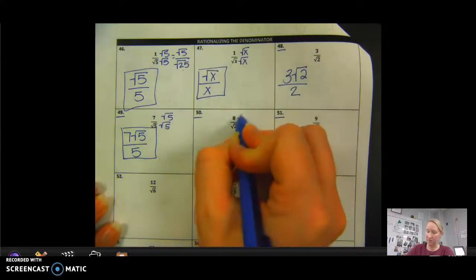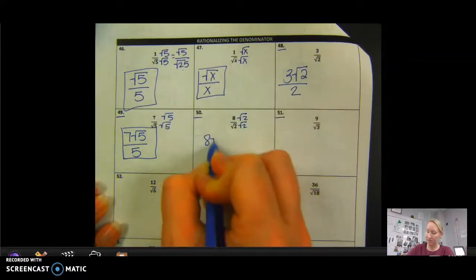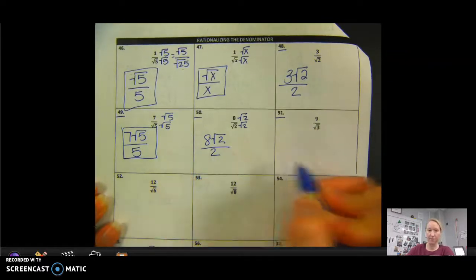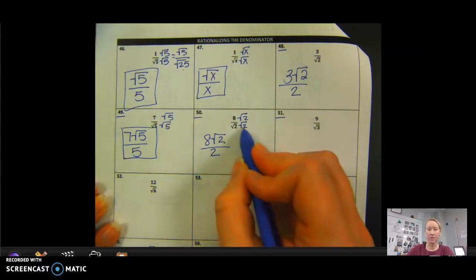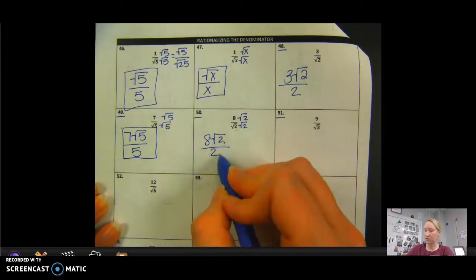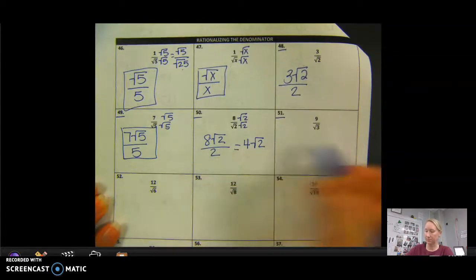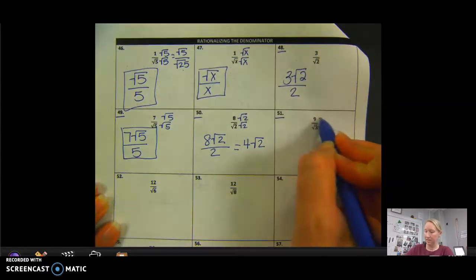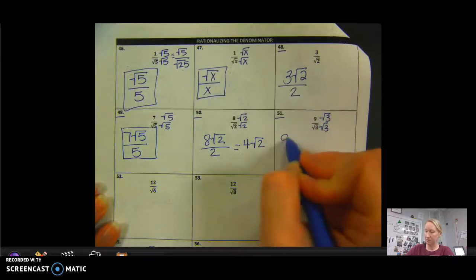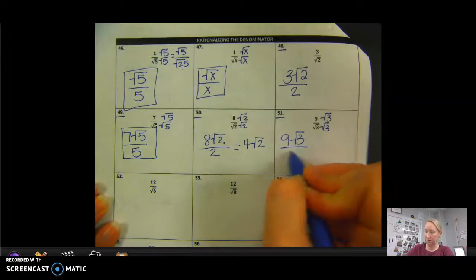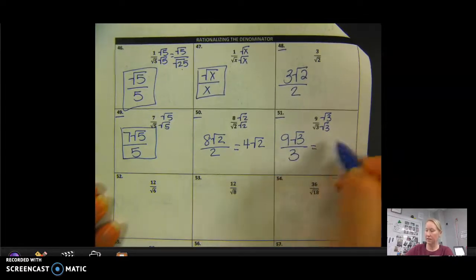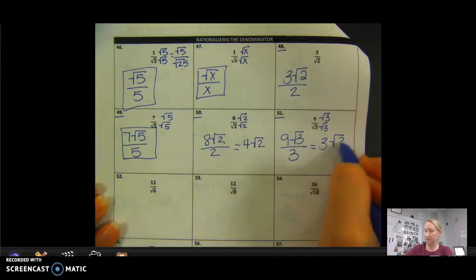Multiply by the square root of 2 on bottom and top, so I get 8 square roots of 2 over 2. You get square root of 2 times square root of 2, square root of 4. Square root of 4 is 2. 8 divided by 2 is 4 square roots of 2. Rationalize, multiply by the square root of 3, top and bottom, so 9 square roots of 3 over 3. 9 over 3 reduces to 3 square roots of 3.